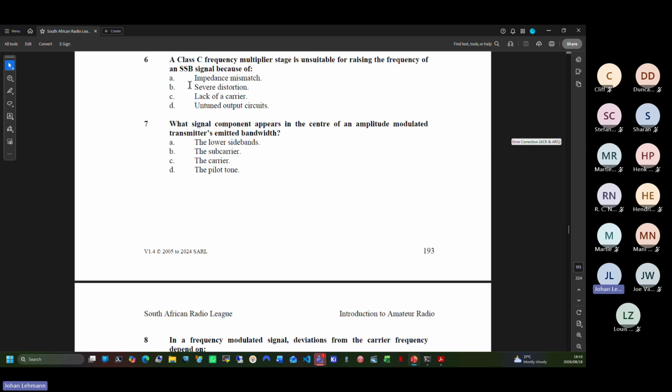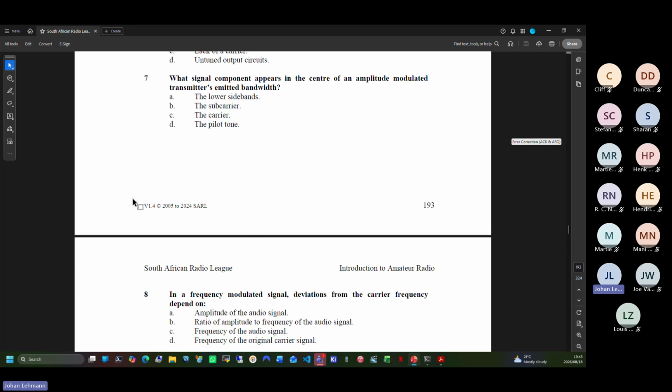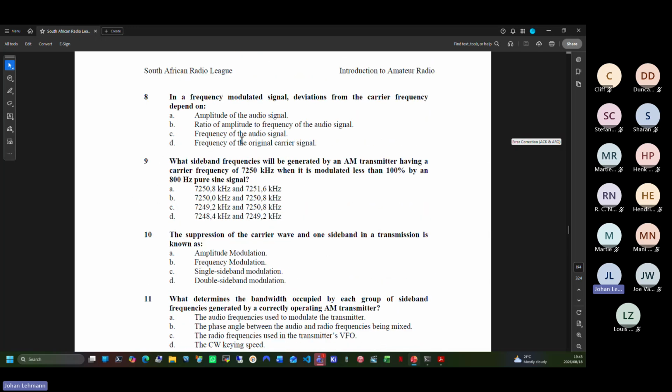Question 7. What signal component appears in the center of an amplitude modulated transmitter's emitted bandwidth? Think of my frequency domain pictures. What signal component appears in the center of an amplitude modulated transmitter's emitted bandwidth? That'll be the carrier. The carrier, yes.